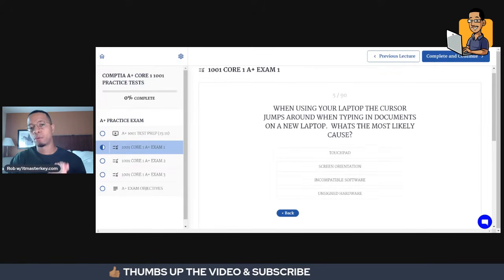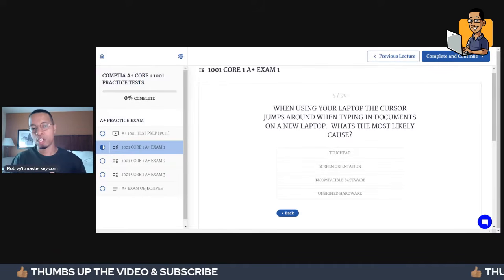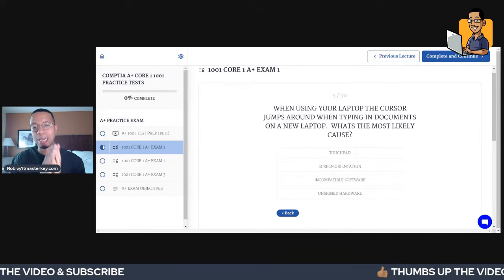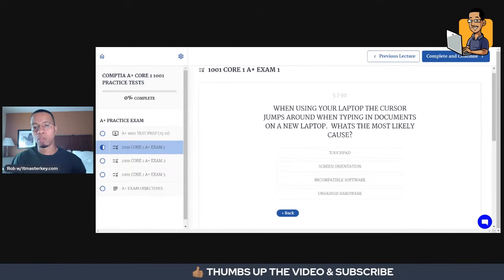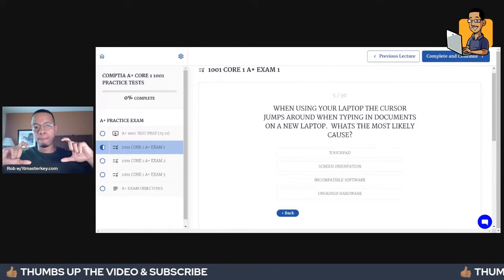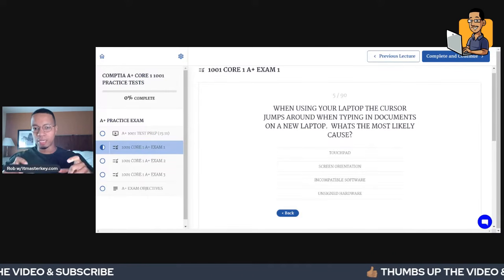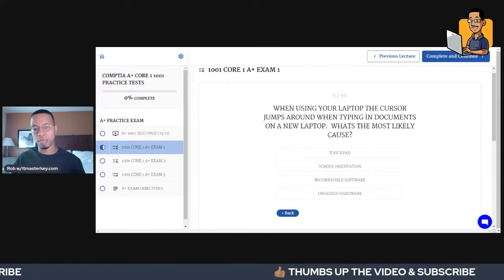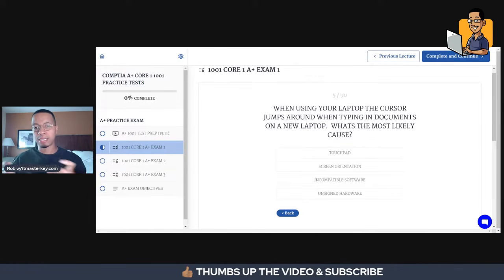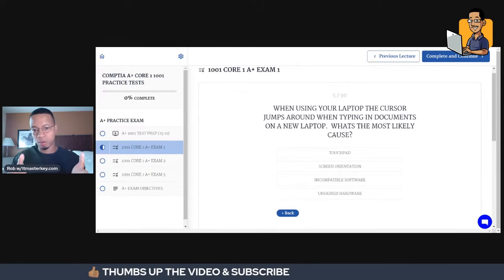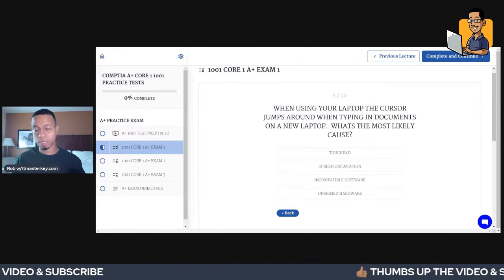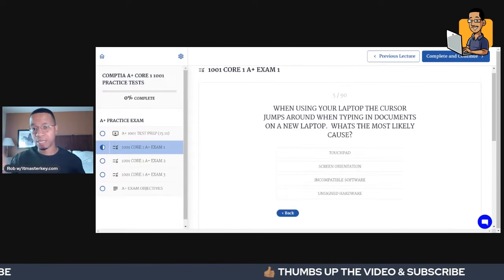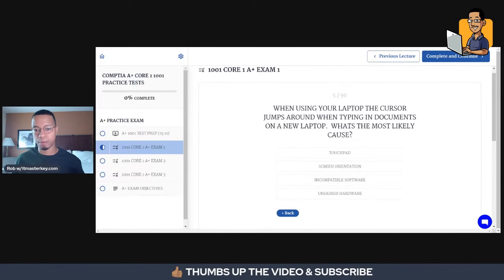All right, next up, when using your laptop, the cursor jumps around when typing in documents on a new laptop. What's the most likely cause? So this is our fifth question, and I didn't want to completely crush you guys, so we're starting off with baby steps, because when you actually get into the exam, and in later videos we'll get into that, some of the questions are going to be way longer than this. Some of the questions are going to be so long that by the time you get to the end of the question, you forgot what they were talking about, right?